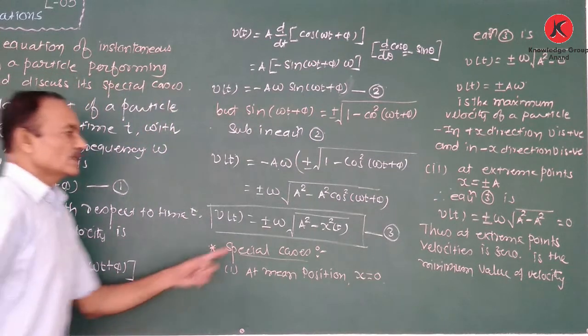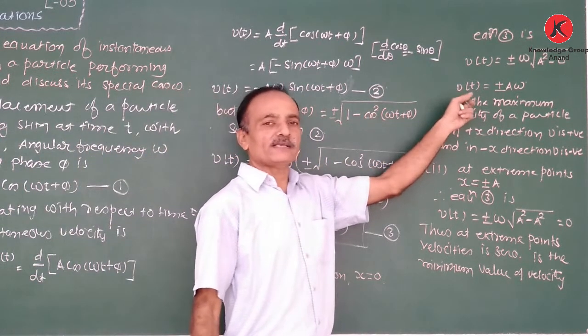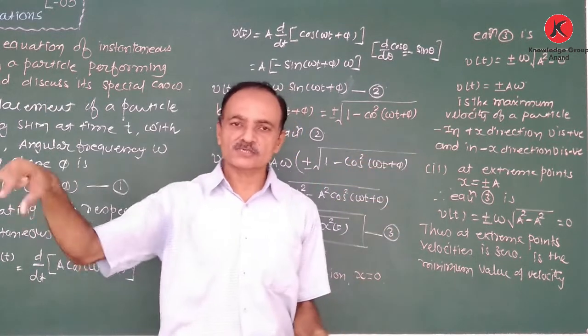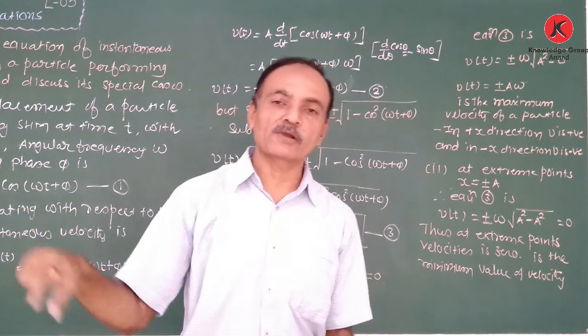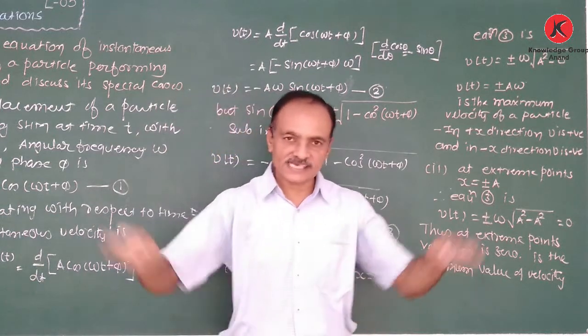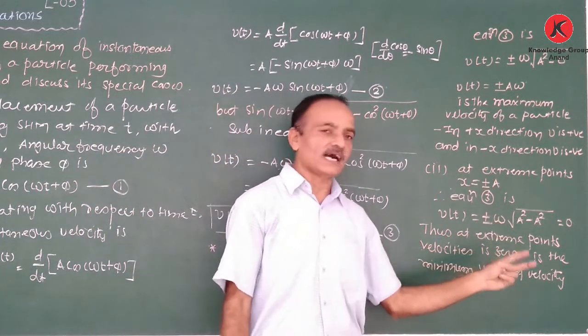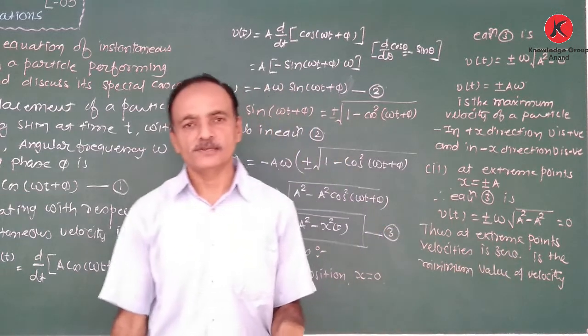So these are the two cases at minimum point, at mean position. The velocity of a simple harmonic oscillator is maximum, and at the extreme point, for one moment it remains stationary, therefore velocity is 0, that is the minimum value.